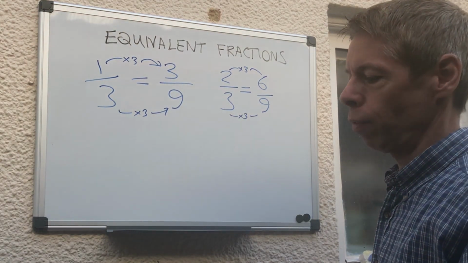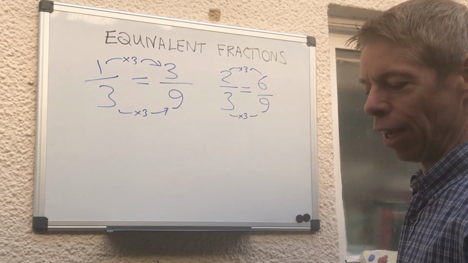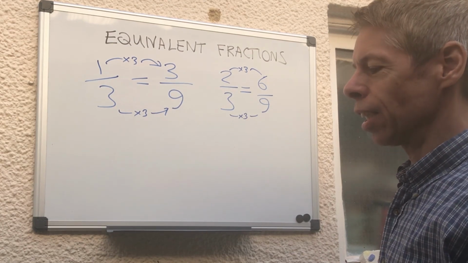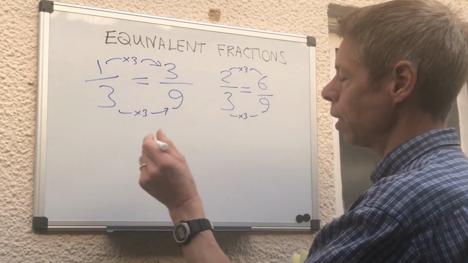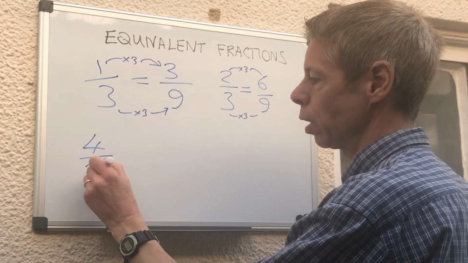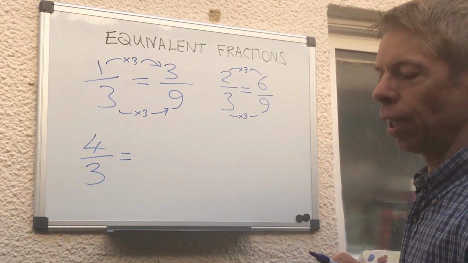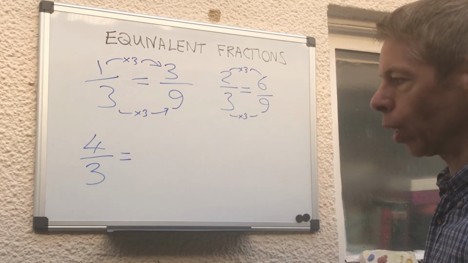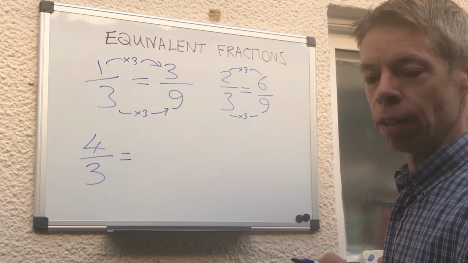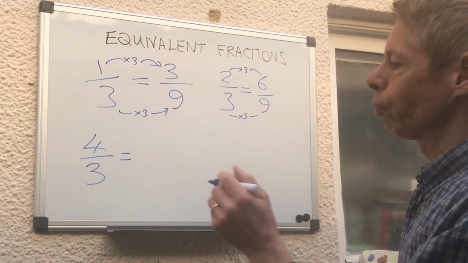You could have what I would used to call a top-heavy fraction. It's easier to kind of relate to, but the technical name is an improper fraction. So we could have 4/3, which some of you may already realise is 1 1/3, but we're not going to worry about that. That's for another video, which is the simplifying fractions video.